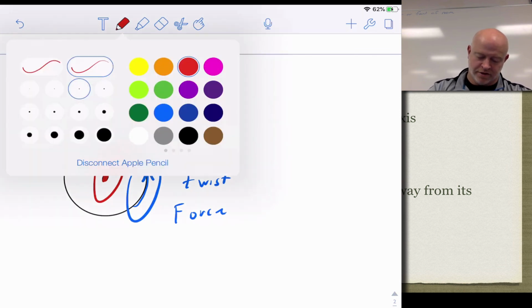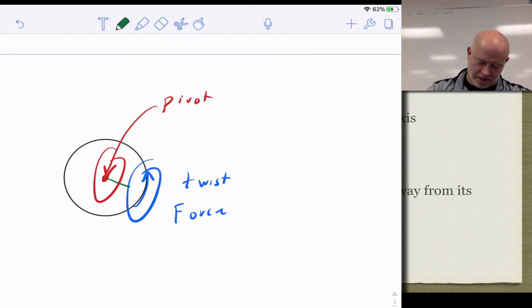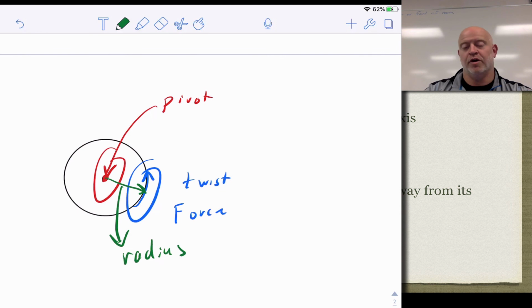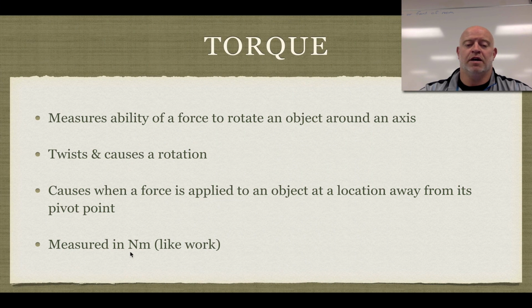Or we could say that there is some sort of radius between the pivot point and the force. That's helpful for us because as we move forward, radius is going to be part of our math. Because it is a force causing a movement or a rotation through a distance, it's work. So it's an application of work in a twisting motion. You can think about it as twisting work, which is probably the best way to visualize this as we move forward.